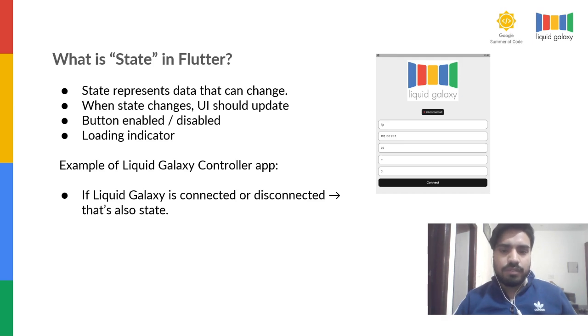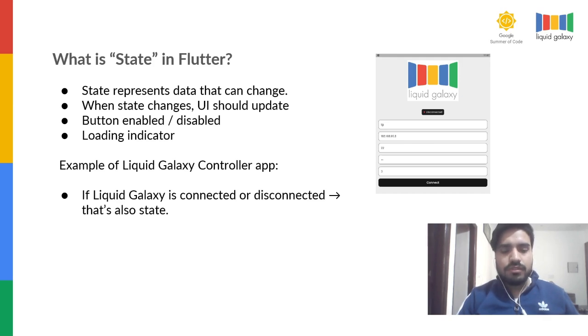So when you fill in all the information regarding username, IP and port number, and when you press the connect button, the indicator will display connected. This means the state of this indicator has changed, which means the state of the overall page has changed. Now it displays that our application is connected with the LG rigs. So this is a very simple example of state.